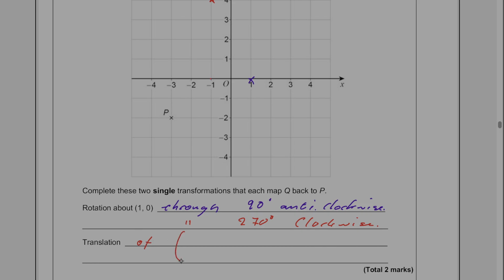of, and then we can just state the vector. The top number is always left or right. In this case, we've got to go 2 to the left, which would be a -2. And then we've got to go 2, 4, 6 down, which does make sense. So -6.